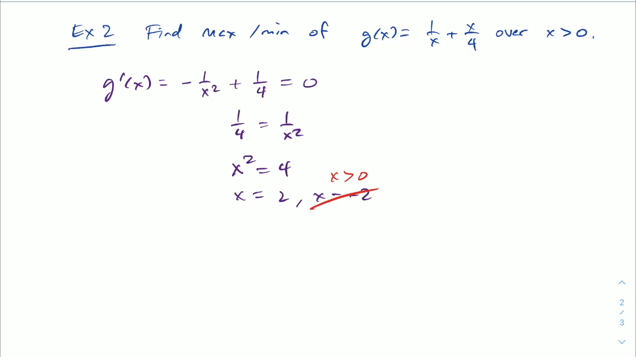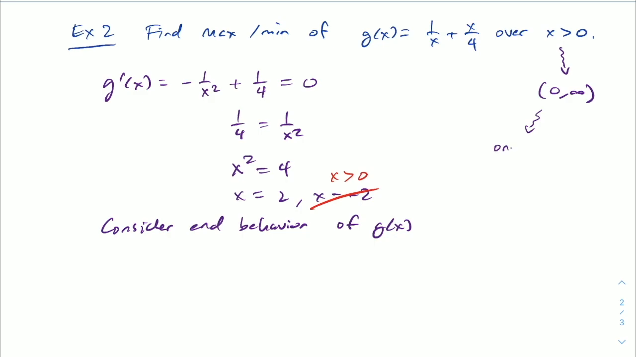And so to analyze the endpoints, we're going to consider the end behavior of g of x. So this interval is 0 to infinity. So the ends are 0, that's one end, and infinity is the other end. We can't put 0 and infinity into these functions, they're not in the domain. But we can take the limit as x goes to 0 of this function and the limit as x goes to infinity, and just see what the function's doing as we approach those endpoints.